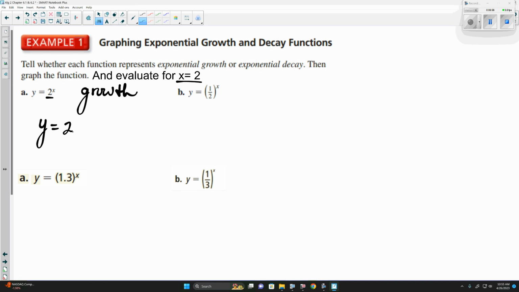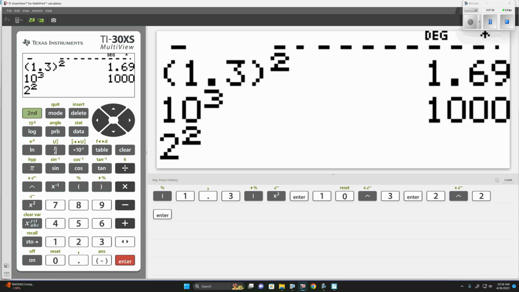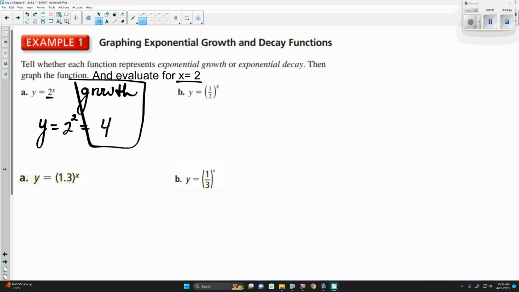So we're saying y is equal to the second power. Well, what is 2 squared? So we put 2 in for x, which ended up squaring it, and that's it. Now we could have done this in the calculator. We can say 2 to the second power, which is 4. That's it.